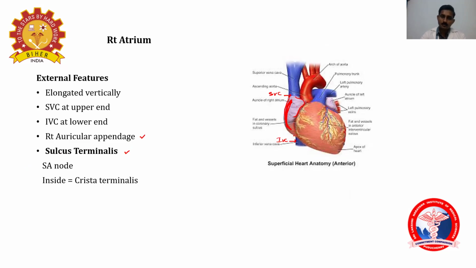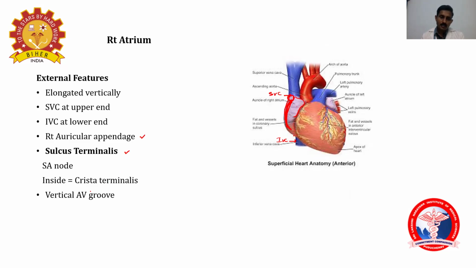And we have SA node inside the crista terminalis. So superior vena cava, near the starting point, there we have inside, not outside, a node that is called SA node. SA node is not a nodular structure. We cannot palpate the SA node. It is a modified cardiac myocyte that is generating the impulse. So it's called a pacemaker of the heart. The sulcus terminalis is created by a crista which is present inside. It's called crista terminalis. At the upper end of crista terminalis, we have the SA node. What is SA node? Sinoatrial node.